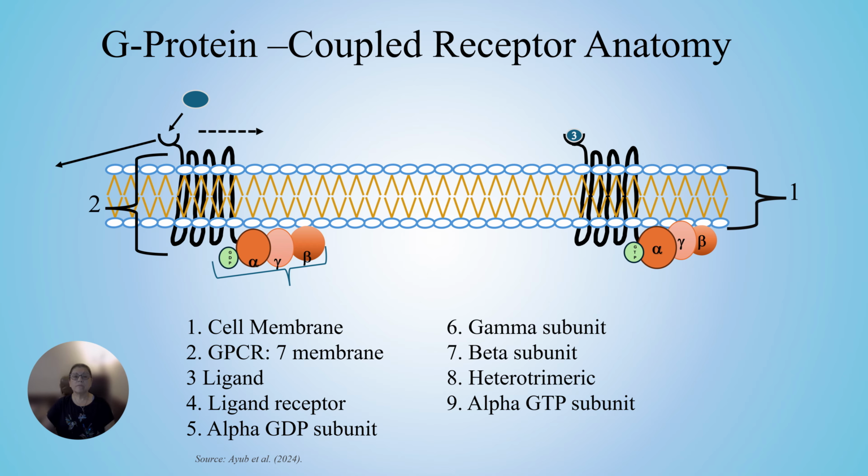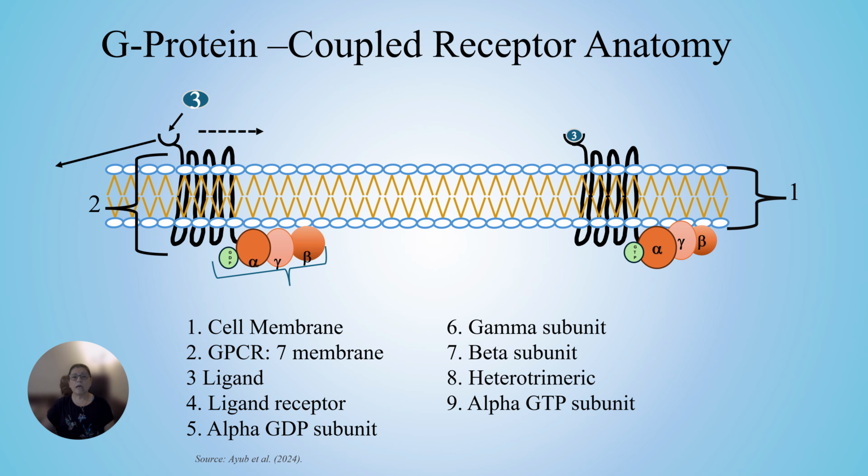Number 2 is the actual 7-membrane alpha helical GPCR. They call it this because this particular membrane is interwoven within the cellular membrane. The head, which is on the outside of the cell membrane, is where it will be stimulated, and then on the inside, it has a tail that is attached to the G proteins.